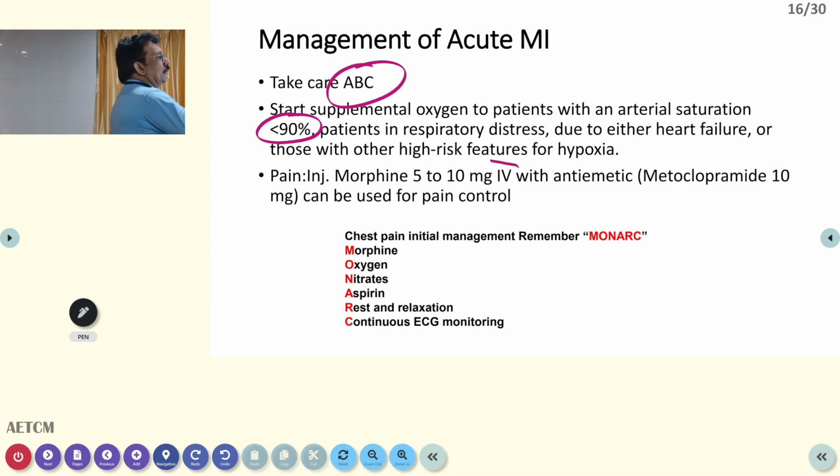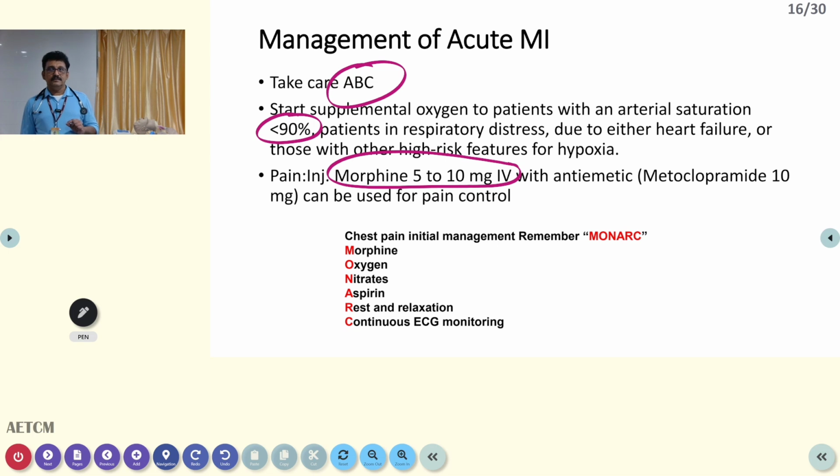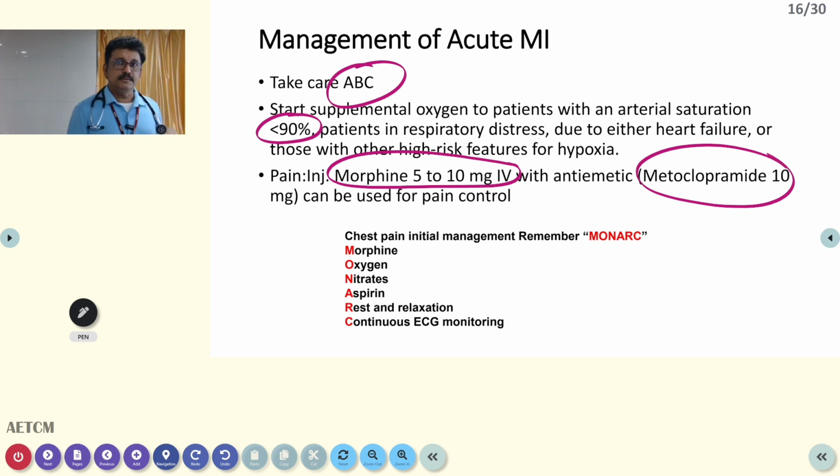Morphine has to be given in all patients who have chest pain because morphine relieves the pain and relieves the anxiety. It should be given with metoclopramide. There are some adverse effects for morphine because it can produce bradycardia, hypotension. So we should avoid this drug in inferior wall myocardial infarction, severe hypotension, or bradycardia. So you can remember MONA for first line treatment in emergency room.